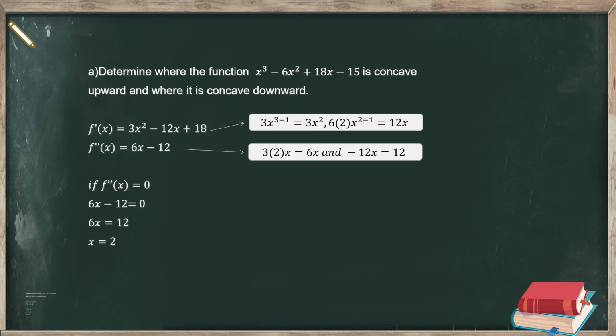Now set it equal to 0 and we solve 6x minus 12 equal to 0. So we move negative 12 to the right, and then we get 6x equal to 12. 6 we move to the right, it will be x equal to 12 divided by 6. So the answer is 2.